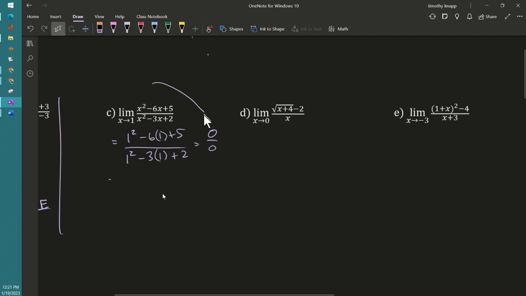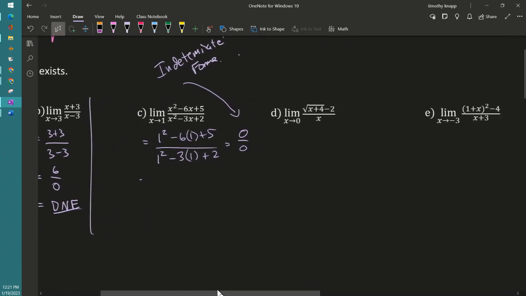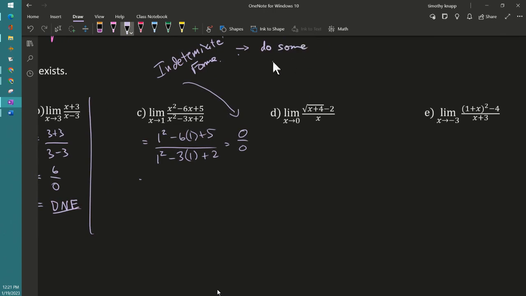Huh. Well, guess what? This is called a limit of indeterminate form. Okay? And when you get a limit of indeterminate form, then you don't write that it doesn't exist or that it approaches a specific number. What you got to do is go back to the drawing board, and generally you're going to try and do some algebra. Okay? Do some algebra. Right?